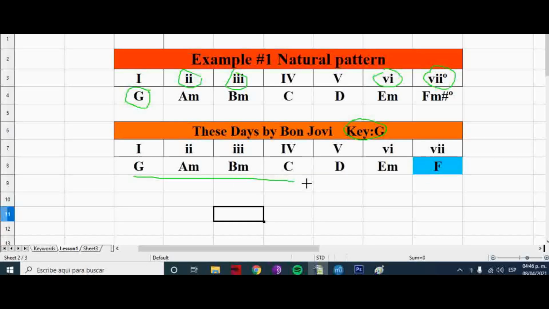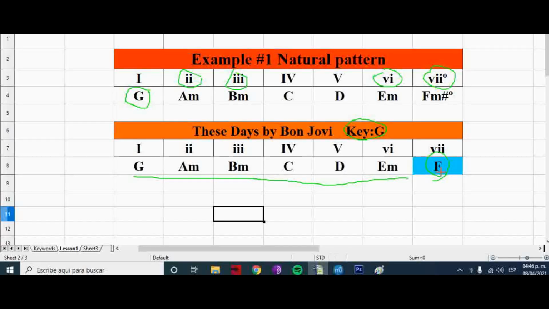G, A minor, B minor, C, C major, D major, E minor. But look at here. This is the exception. This is supposed to be F minor sharp, like here.